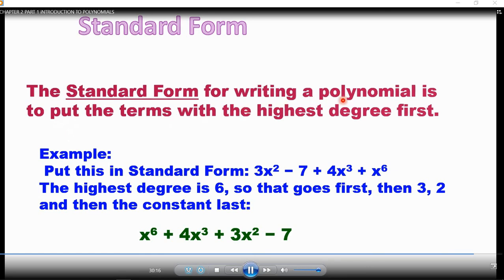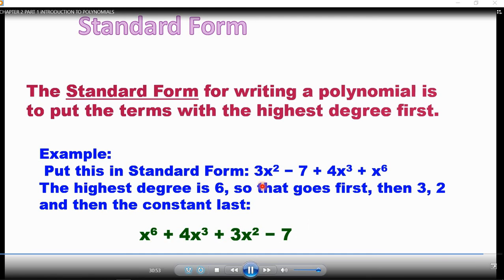The standard form for writing a polynomial is to put terms with the highest degree first. Now this is not in the standard form. So you should understand the standard form properly, because when you are doing the sums, you have to first arrange them in the descending order of the exponents. That is called standard form. It means the highest degree, which is 6, should come first, and then the exponents will move in decreasing order.